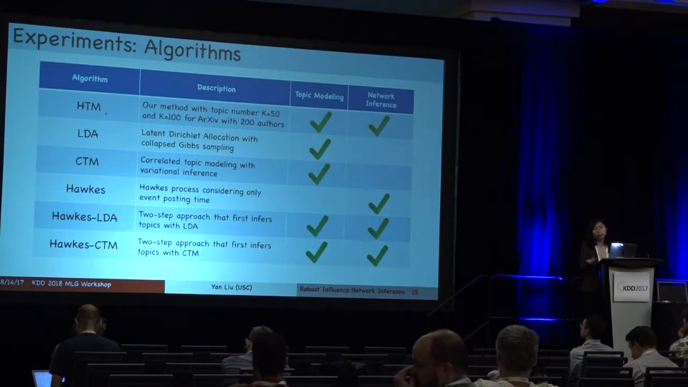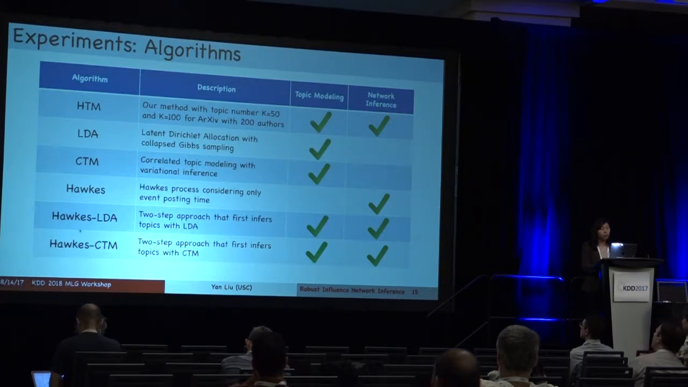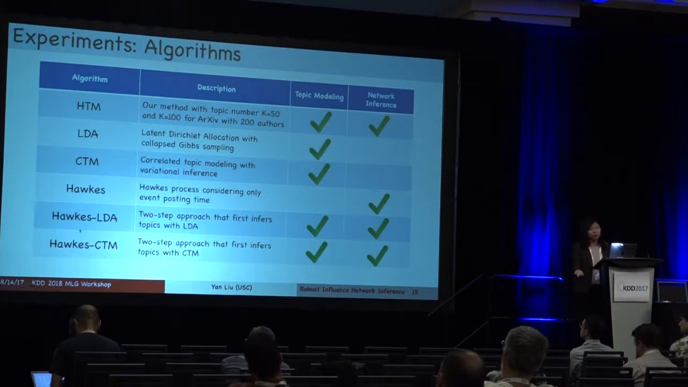And this is also listing all the baselines that we compare with. HTM, that is Hawkes topic model, is ours, which is able to do both topic modeling and network inference. We also compare with the LDA model or the correlated topic model, which are used only for topic modeling, and the Hawkes process model for network inference only. And we also compare with the two-stage process. That is, we first infer the topics, and then based on the topics, we infer the corresponding influence network structures. So these are the two baselines that are two-stage processes.